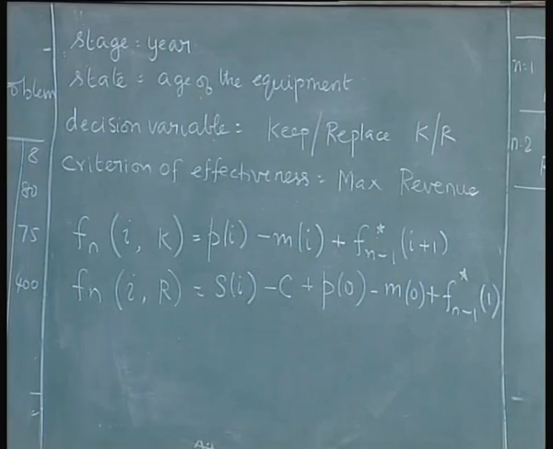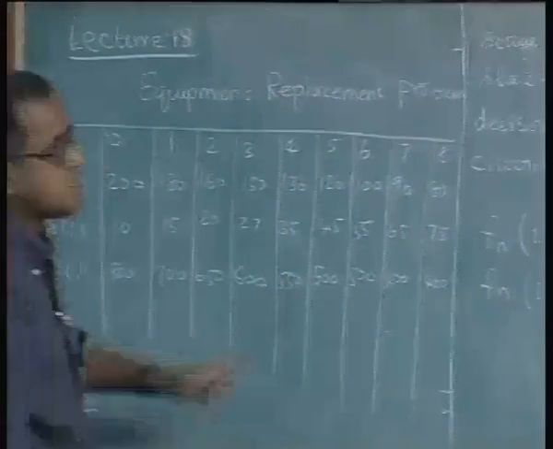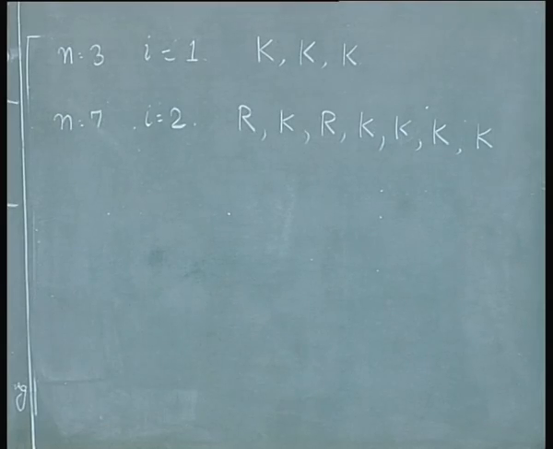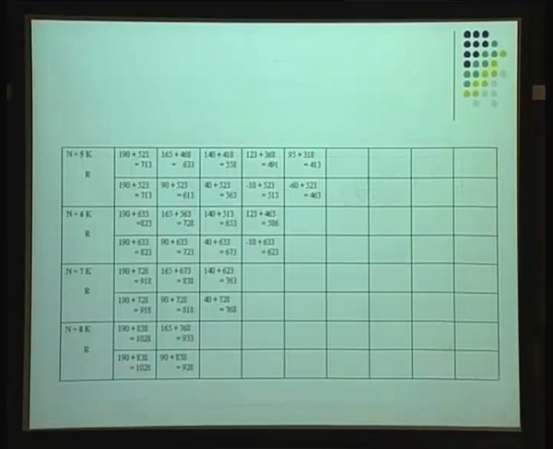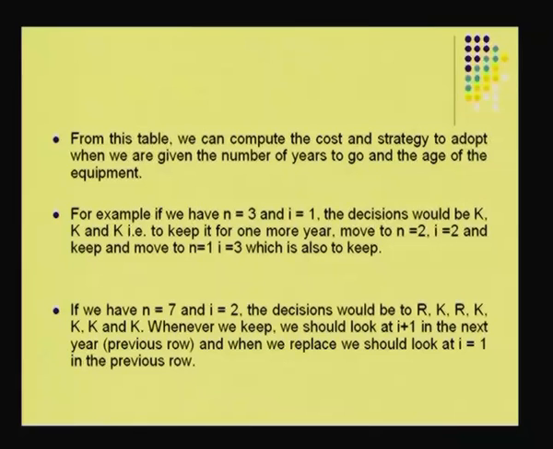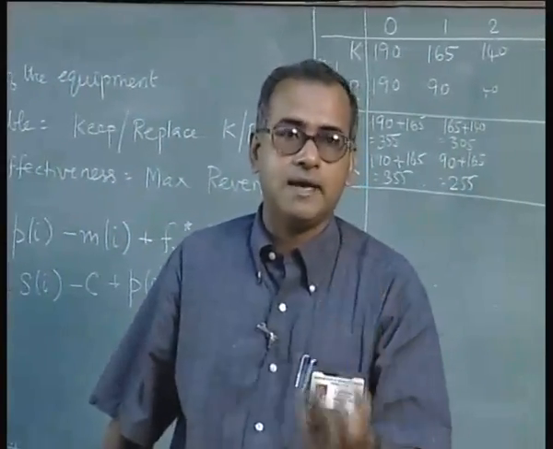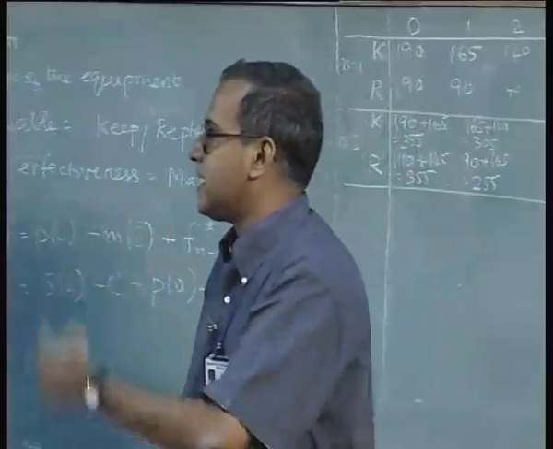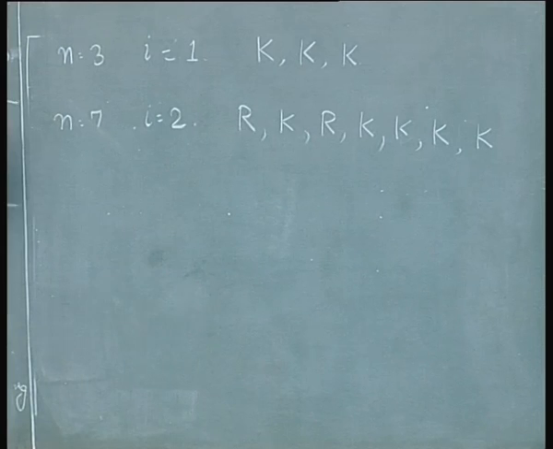So depending on the data that is given, depending on the values of Pi, Mi and Si, one can construct this table. Part of this table is shown on the board, while the complete table is shown in the PowerPoint slide, and then depending on the value of n and the value of I, depending on how many stages we have, how many years to go, and the age of the equipment, we go back into the table and then we would complete this.